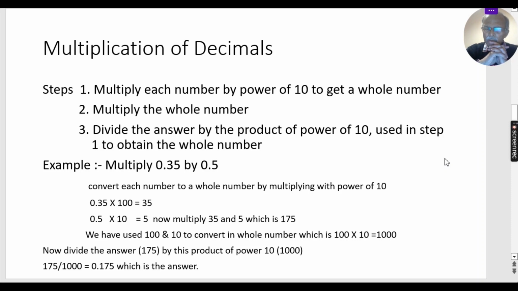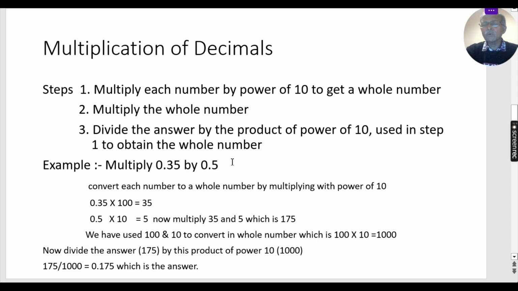And remember, while giving the answer, after multiplying these whole numbers, the answer is divided by the total number of powers of 10 used to convert them into whole numbers. So then only we will get the correct answer. Okay, now we will get more clear with this example. Say I want to multiply 0.35 by 0.5, that is 0.35 multiplied by 0.5.